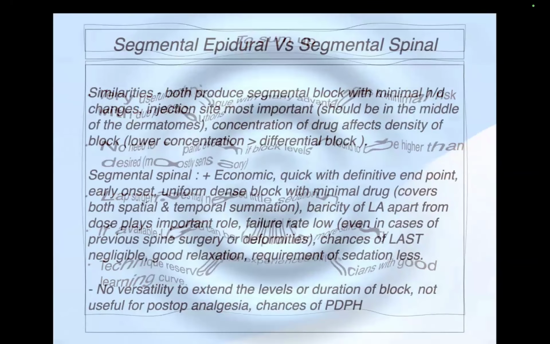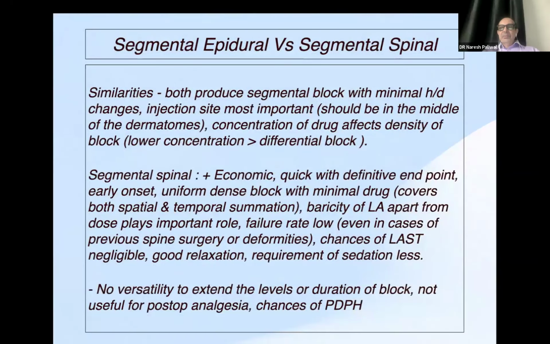Now, some comparison between the segmental epidural and segmental spinal. Both the things are quite similar. They produce segmental block with minimal hemodynamic changes. Injection site is most important in both. It should be in the middle of the dermatomes. Concentration of drug affects the density of block in both. The lower the concentration, the more differential the block is in segmental epidural as well as segmental spinal.